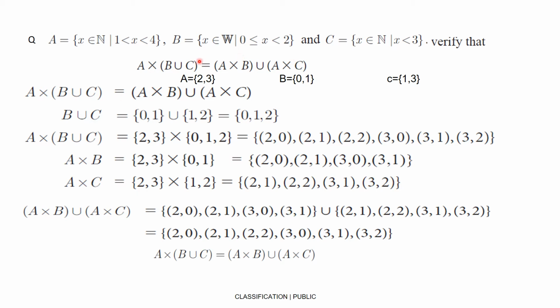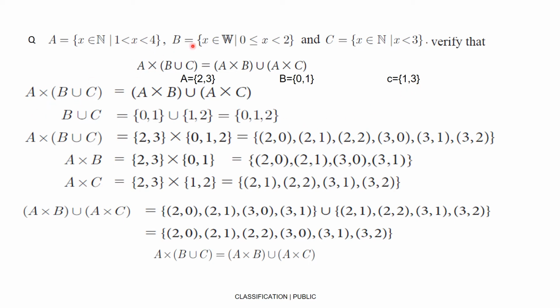First, what are the elements in A, B, C? First you write them. So 1 < x < 4 means after 1, only 2, 3. Next, 0 ≤ x < 2 means you have to include 0 also: 0, 1. And C, x less than 3 natural numbers, so you write 1, 2. Okay.